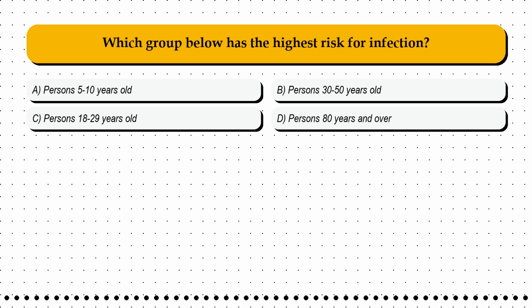Option A, persons 5 to 10 years old. Option B, persons 30 to 50 years old. Option C, persons 18 to 29 years old. Option D, persons 80 years and over.